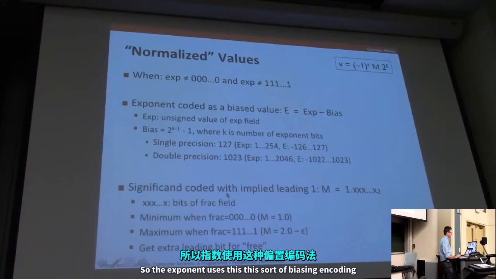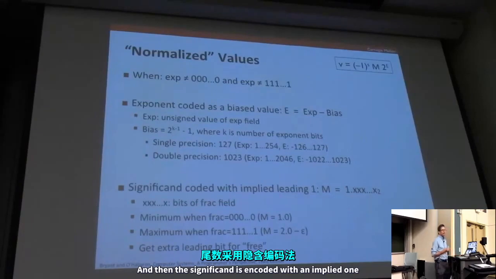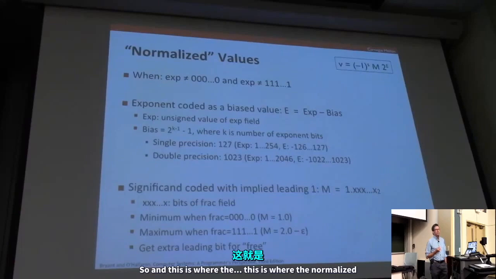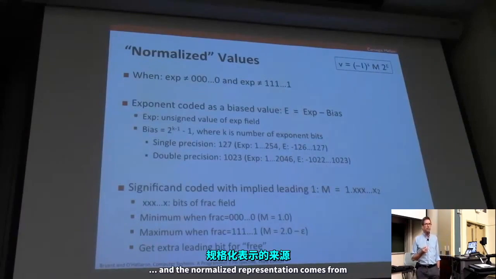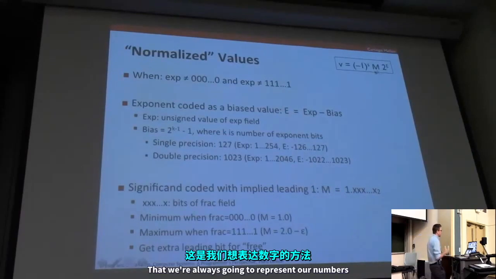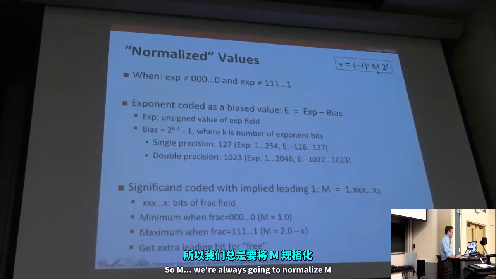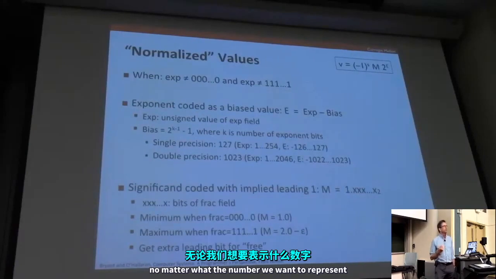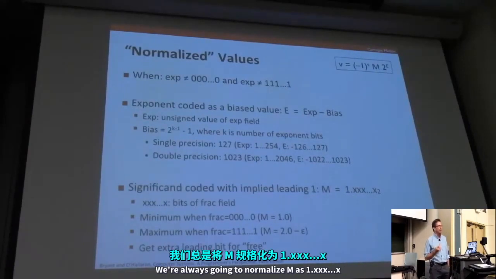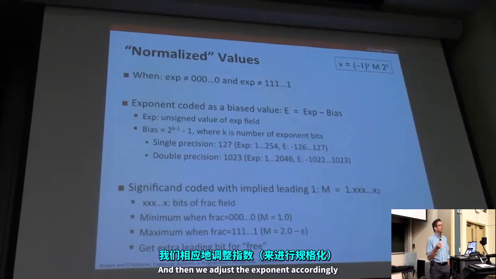So the exponent uses this sort of biasing encoding, and then the significand is encoded with an implied 1. And this is where the normalized representation comes from. We're always going to normalize m, no matter what the number we want to represent. We're always going to normalize m as 1 point something, and then we adjust the exponent accordingly.